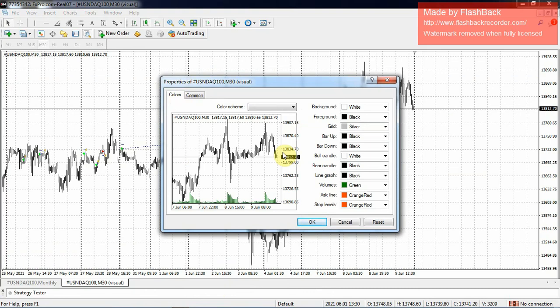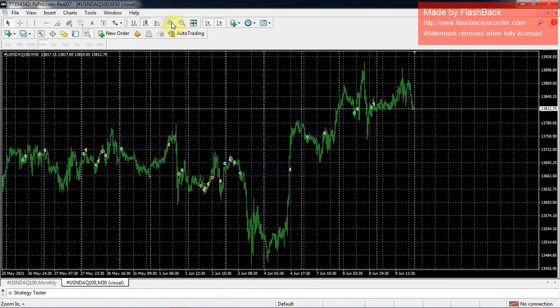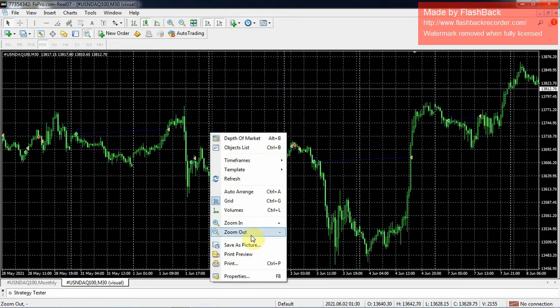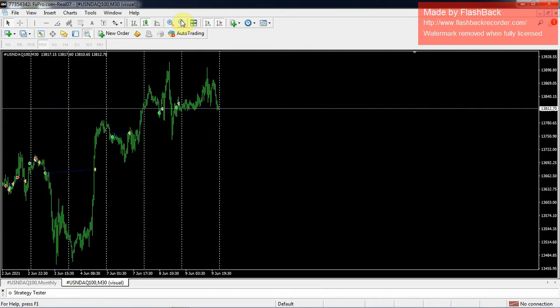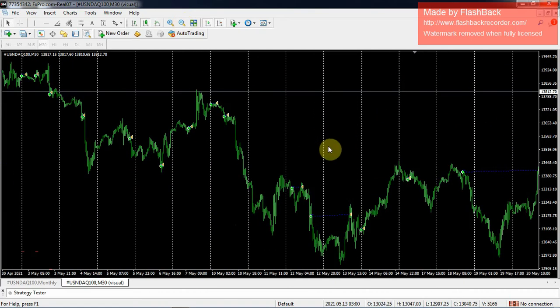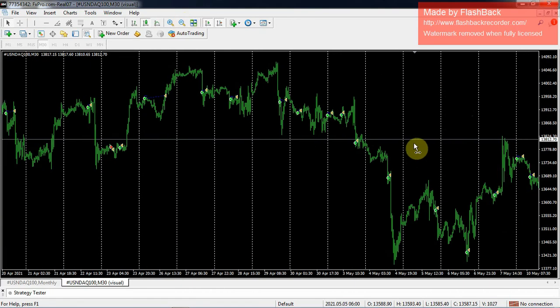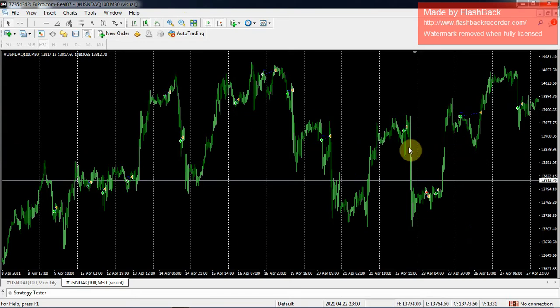Let me change the color code there, green on black, so that you can see the trades well. Let me remove the grid. Okay, we've removed the grid so that you can see the trades well. As you can see, in a downtrend we are still buying and selling and we are profiting. When the market is ranging like here, we are still buying and selling and still making money.